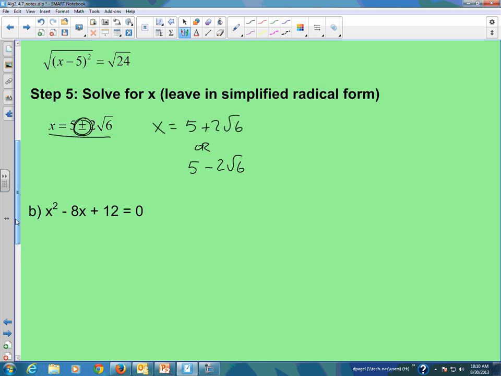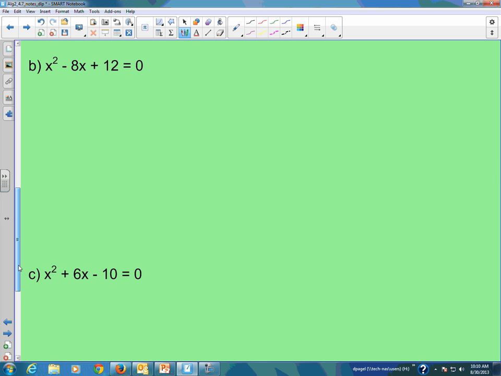So let's try that with this problem now. We're going to complete the square on this one. So step 1 would say move the constant 12 to the other side. Step 2 would say take half of our b term, square it, and add that to both sides of the equation. So I'm taking half of negative 8, and I'm squaring it, getting a 16. And I'm adding that to both sides of my equation.